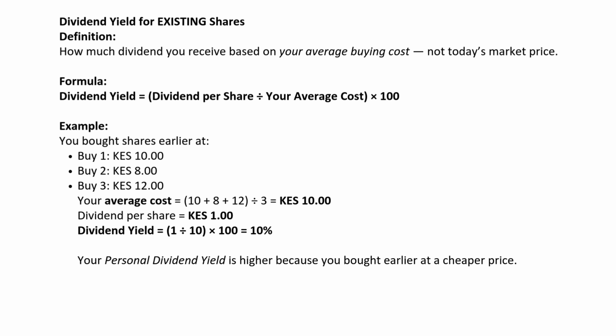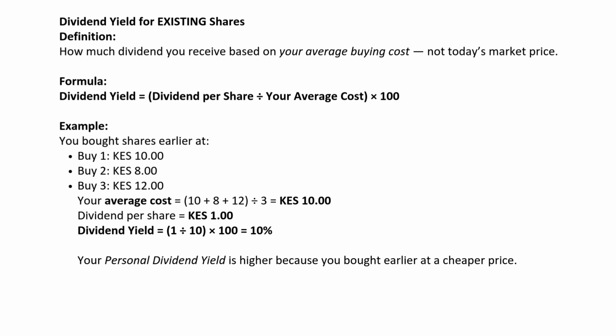It pushes your average cost down further. So if you are to do the returns, you have to take the dividend per share divided by the average cost. You realize the returns may go higher. We'll come to that. We'll see why you need to do DCA, dollar cost averaging. So your personal dividend yield is higher because you bought earlier at a cheap price.